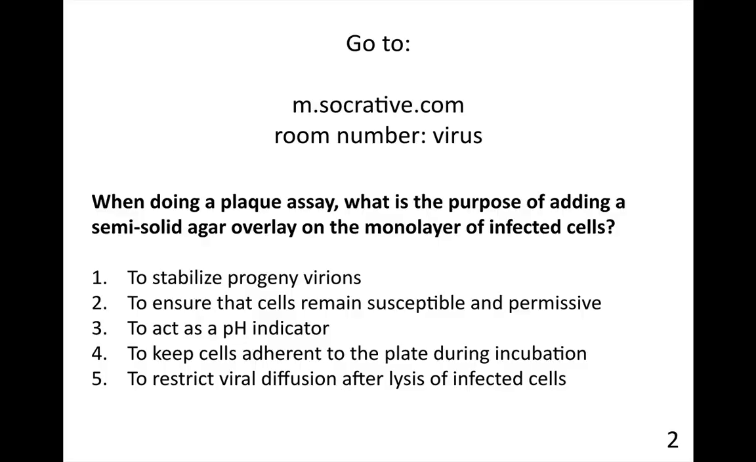Let's try another question now. When doing a plaque assay, what is the purpose of adding a semi-solid agar overlay on the monolayer of infected cells? And the options are 1, to stabilize progeny virions. Number 2, to ensure that cells remain susceptible and permissive. 3, to act as a pH indicator. 4, to keep cells adherent to the plate during infection. Or number 5, to restrict viral diffusion after lysis of infected cells.